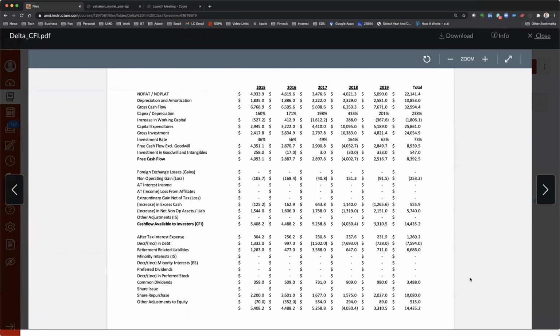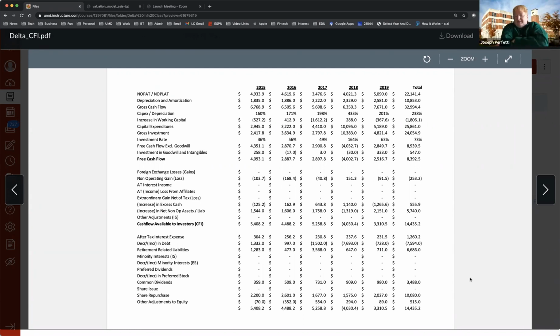Keep going. Okay. Awesome. So we'll notice that the money from our CFI is being allocated towards our after-tax interest expense of 1,260,000,000. Our retirement related liabilities, which is 6,686,000,000. Our common dividends paid out of 3,488,000,000, and our shares repurchased of 10,080,000,000. You'll notice that the CFI wasn't sufficient to pay back all of this. So they took out a debt of 7,594,000,000 to help pay back all of this.